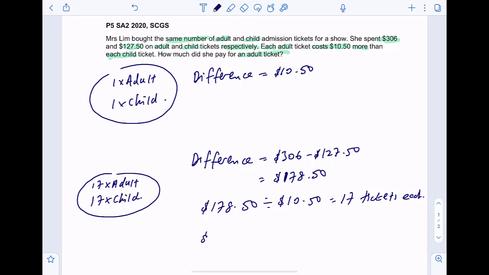So how much did she pay for an adult ticket? That will be $306 divided by 17 adult tickets. $306 divided by 17, and the answer will be $18.